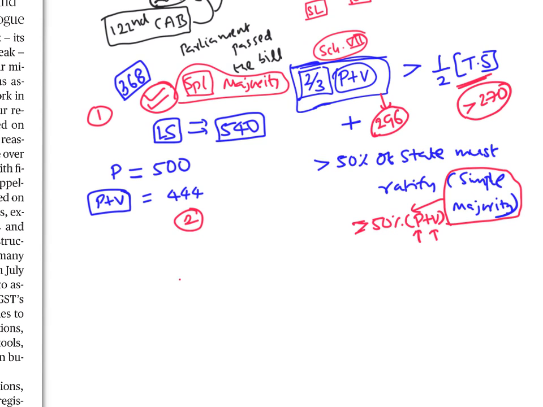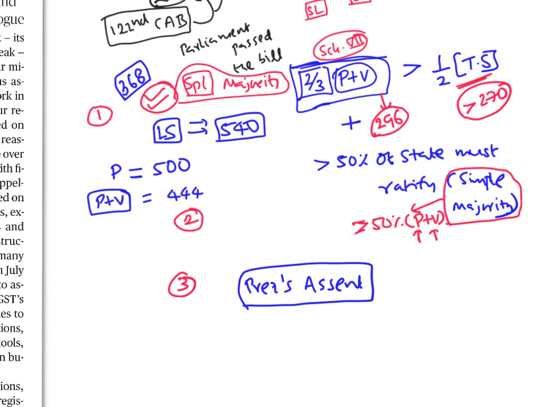And then it moves to the next stage, which is assent by president. After states also ratify, then president's assent is the next step. So is there any possibility that president doesn't give his assent? No, because president doesn't have veto power over constitutional amendment bills. He has to approve them. He doesn't have any other option. He doesn't have veto power.